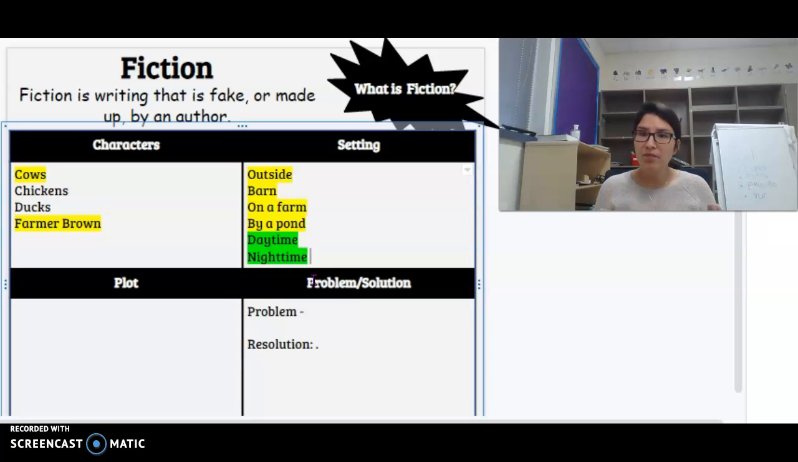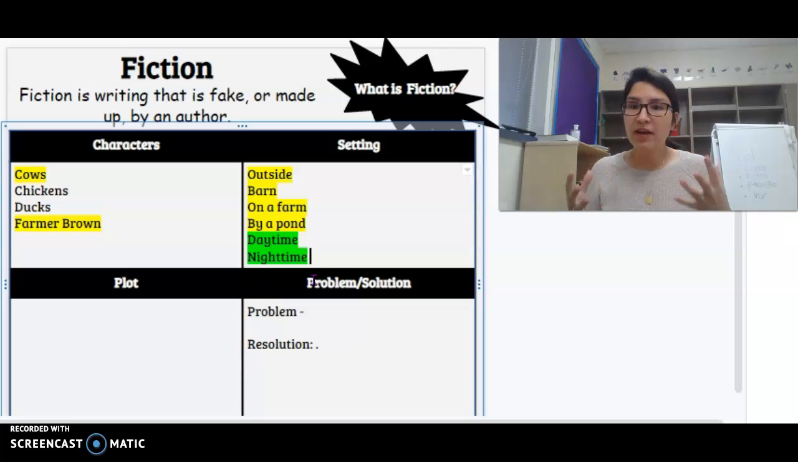So that's the middle. The story ends with the cows, chickens, and Farmer Brown all coming together and figuring out a good solution, right? A good fix to the problem. So that's beginning, middle, end.